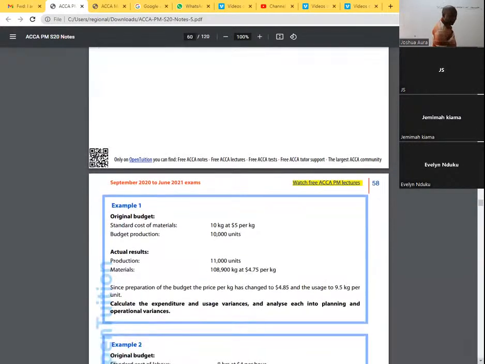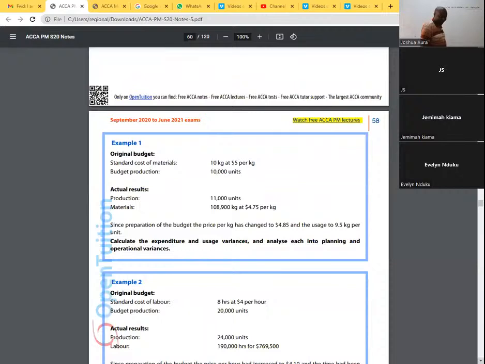So they have given us example one, and I can tell that this is a planning and operational variance question. You can see here, example 1, the original budget is given. Standard cost of materials, 10 kgs at 5 per kg. Budgeted production, 10,000 units. Then we have actual results, production and materials. They tell us that since preparation of the budget, the price per kilogram has changed to 4.85 and the usage to 9.5 kilograms per unit.